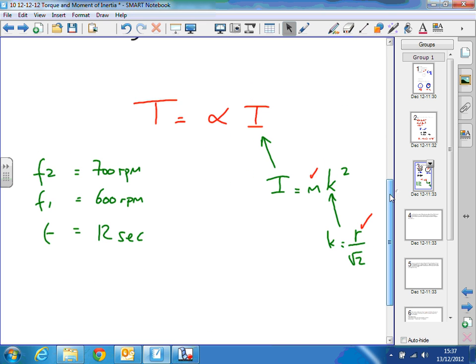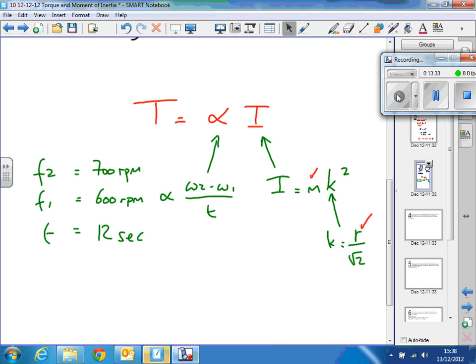What's the formula I'm going to use to find alpha? So alpha equals omega 2 minus omega 1 over t. To be able to use this formula, I need to know the time. I know the time, that's 12 seconds, but I don't know omega 1 and omega 2.